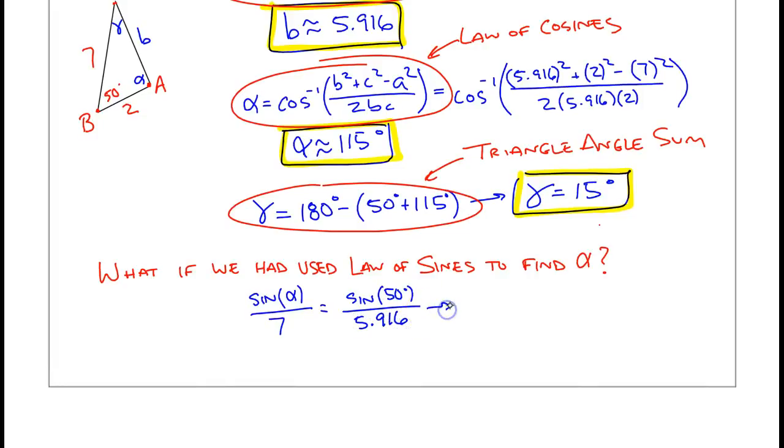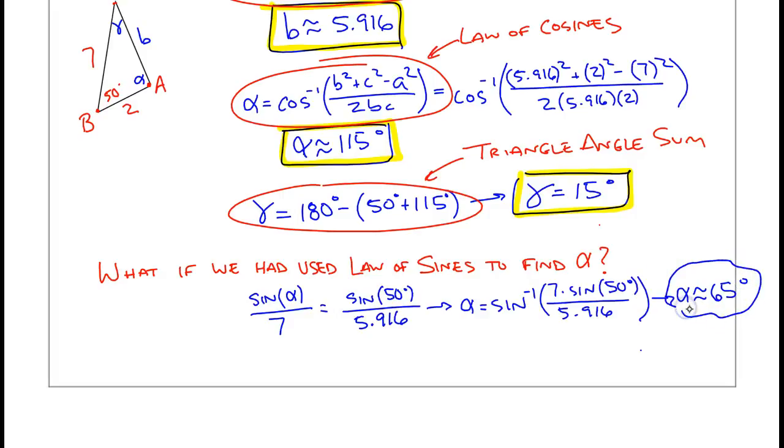So we can do a little bit of algebraic manipulation here, and we can get alpha equals the inverse sine of 7 times sine of 50 degrees, all divided by 5.916. And when you go ahead and plug that into your calculator, make sure you convert alpha to degrees. You're going to get alpha is about 65 degrees.